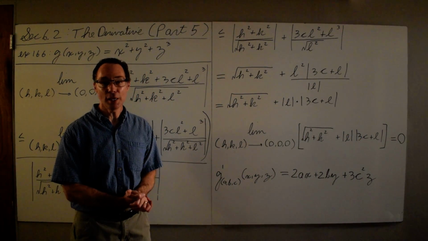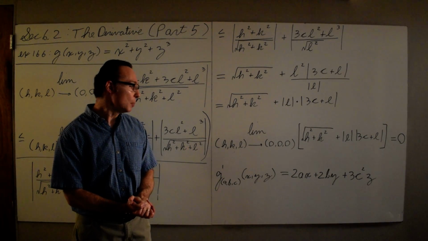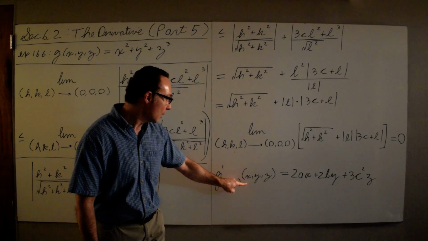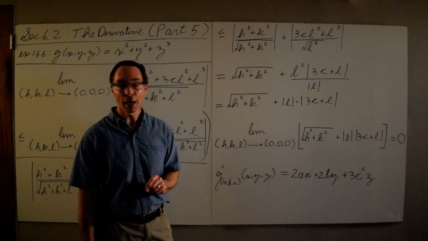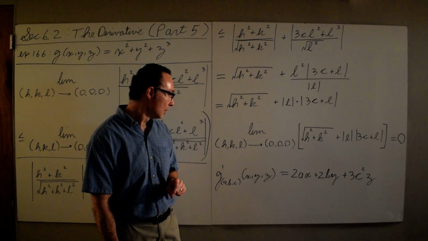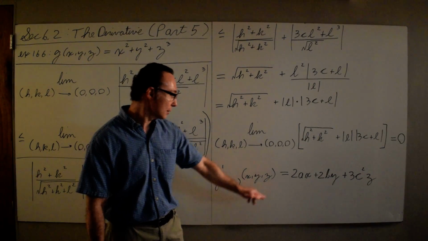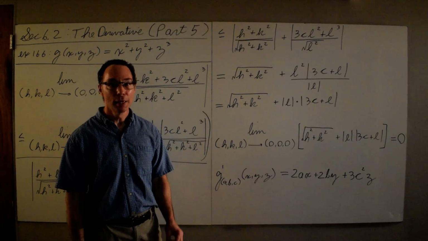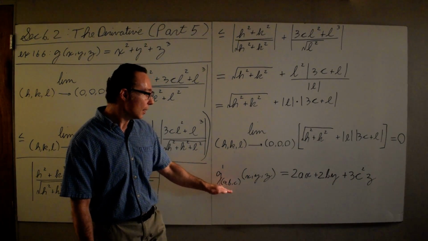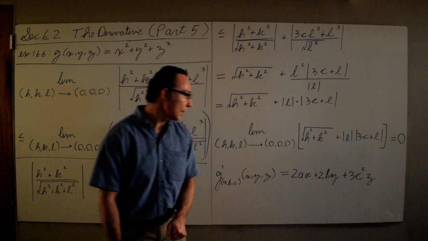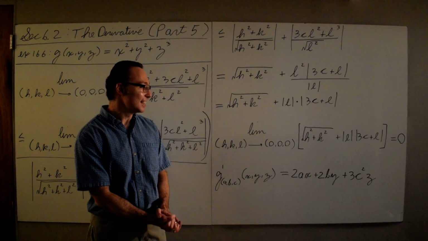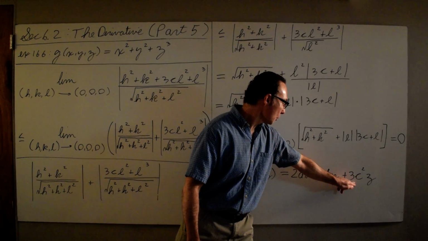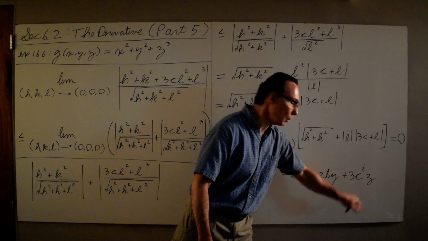So this function g is differentiable at any point (a, b, c). What is the derivative of g at any point (a, b, c) of (x, y, z)? Well, remember when we calculated the partial derivatives in the first video? Partial derivative with respect to x is 2x, so we have 2a times x. Partial derivative with respect to y was 2y, and we substitute a, b, c into there. We have 2b, so we have 2b times y. And then the partial derivative with respect to z was 3z squared. So when we substitute (a, b, c) into that partial derivative, we have 3c squared, then we multiply by z.